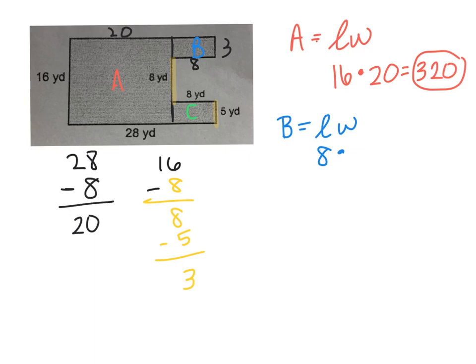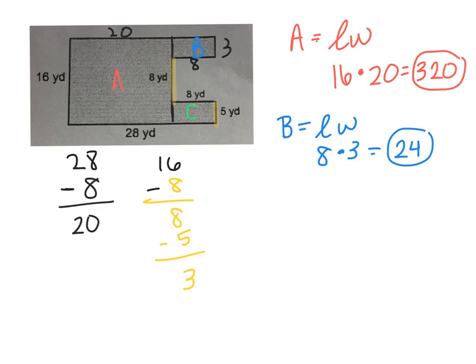It's not 5 yards. Remember, if you have those numbers, use them. Don't just assume things are equal even if they kind of look like it. Okay, so for my B rectangle, I've got 8 times 3, which is 24.